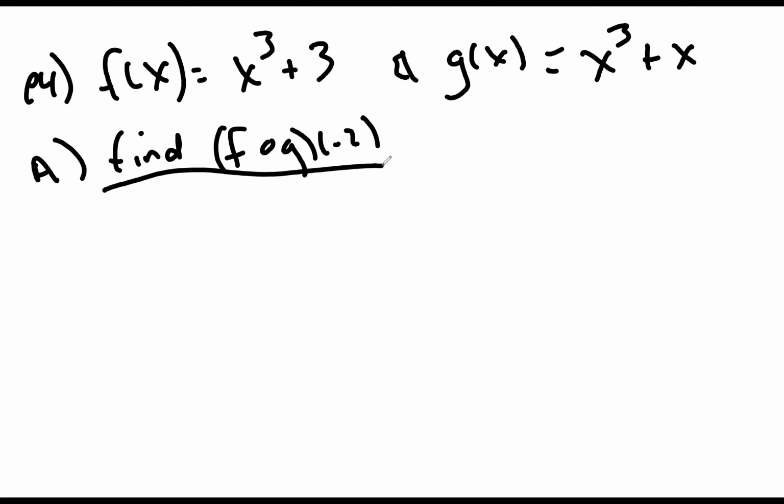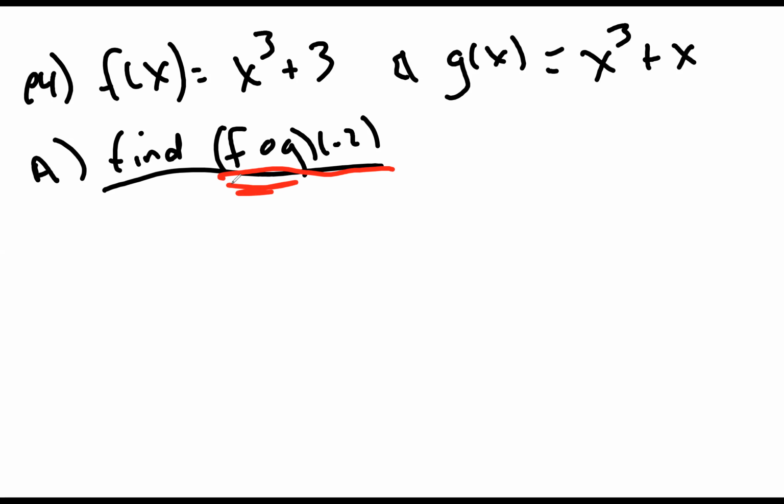Okay, so here's the problem. X to the 3rd plus 3 is my f of x, and my g of x is x to the 3rd plus x. Letter A says I need you to find, how do you read this? I want someone to read this to me. Find f of g of -2. That's perfect.